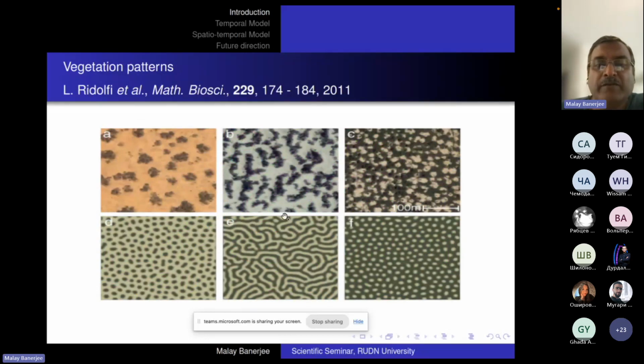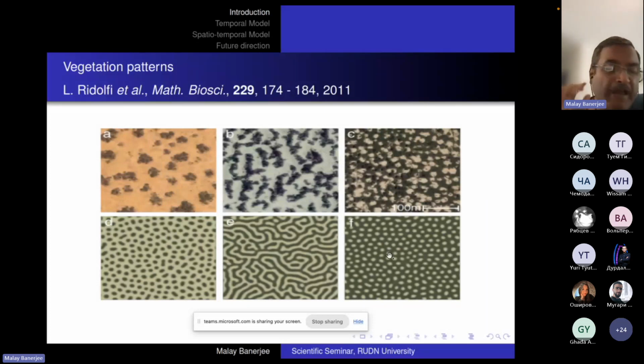This is another example where, in this paper by Luca Ridolfi, they have verified these three types of vegetation pattern with numerical simulation. On the upper panel, you can see snapshots of the natural ecosystem, and in the lower panel, you can see the corresponding numerical simulation of a particular model under consideration. But here, in order to have some irregular spots in this picture as well as this picture, the authors have considered some additive noise in order to mimic this kind of pattern formation scenario.